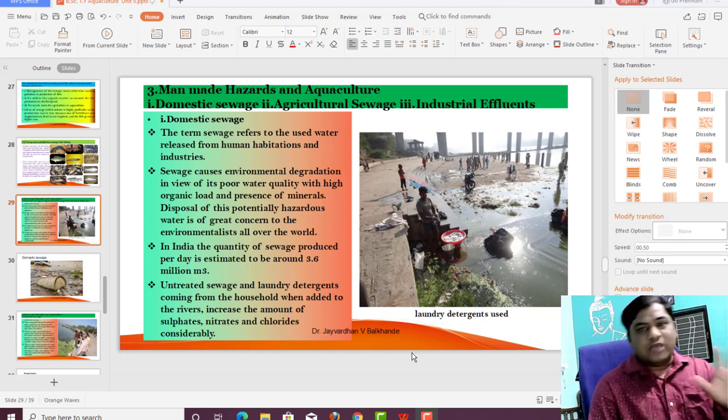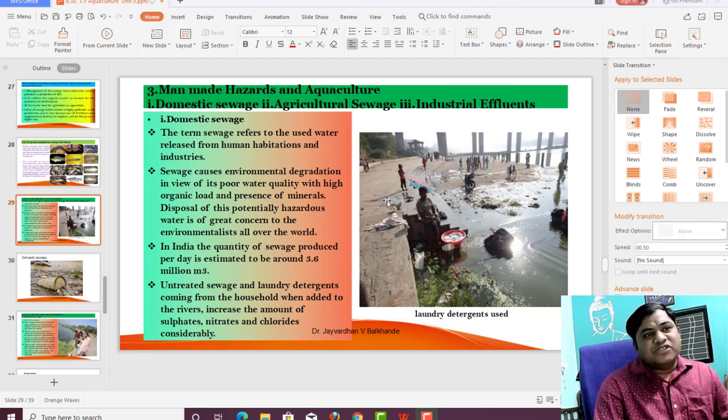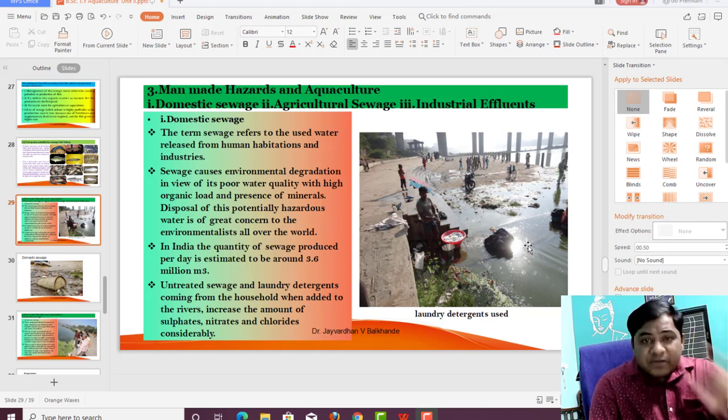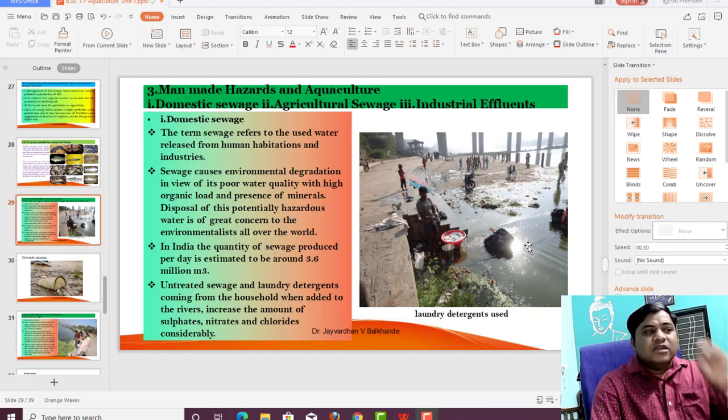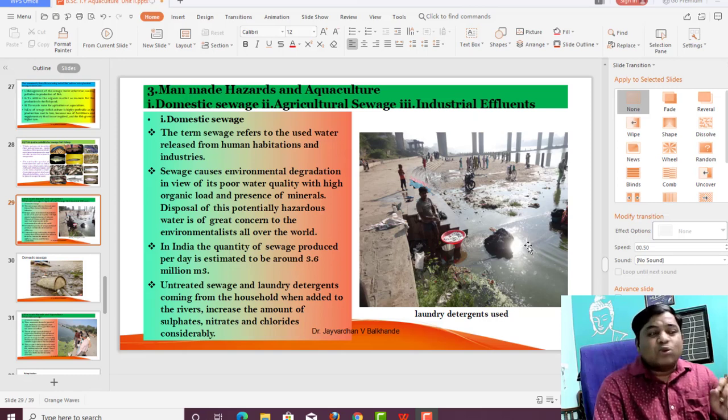In the river Godavari, we can see in this picture one laundryman washing his clothes in this river. Whatever detergent he has used is released directly into the river water. In that particular detergent, we know there are sulfates, nitrates and chlorides.